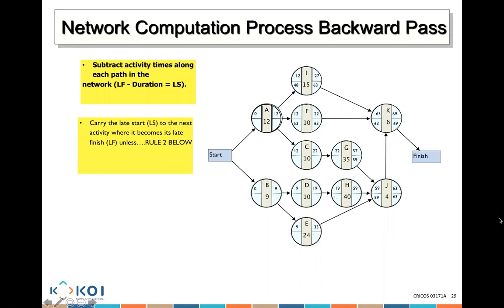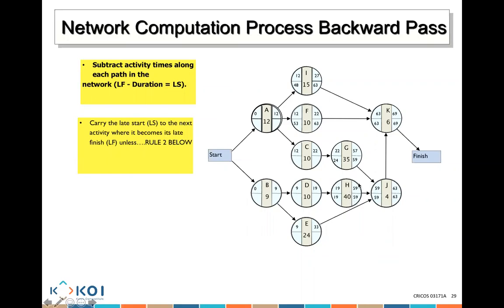Okay, so we basically said that this here, J, the latest start is 59. So from the rule here, we know that the actual latest start, we send it to the activity before it, where it becomes the latest finish. So 59 will go here and 59 will go here. 59 minus 35 is 24, and 59 minus 40 is 19.